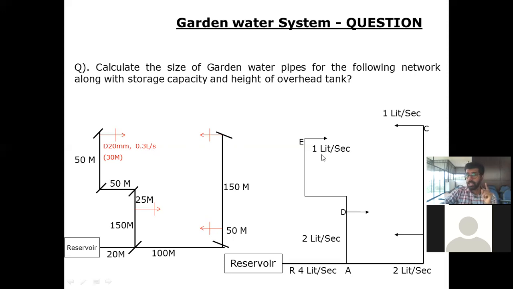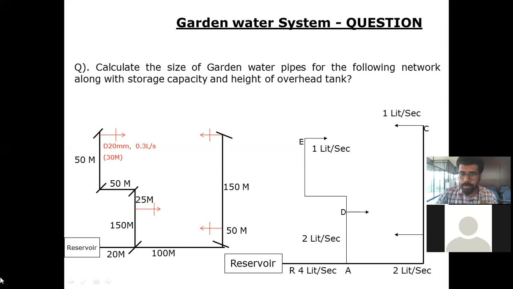So here it is given 1 liter per second. So we can assume that almost 3 sprinklers are there in this row. Okay, 3 sprinklers are there from point E, because it is given as 1 liter per second from E. So we know that for a single sprinkler it should be 0.3. So if it is 1 here, there should be at least 3 sprinklers.